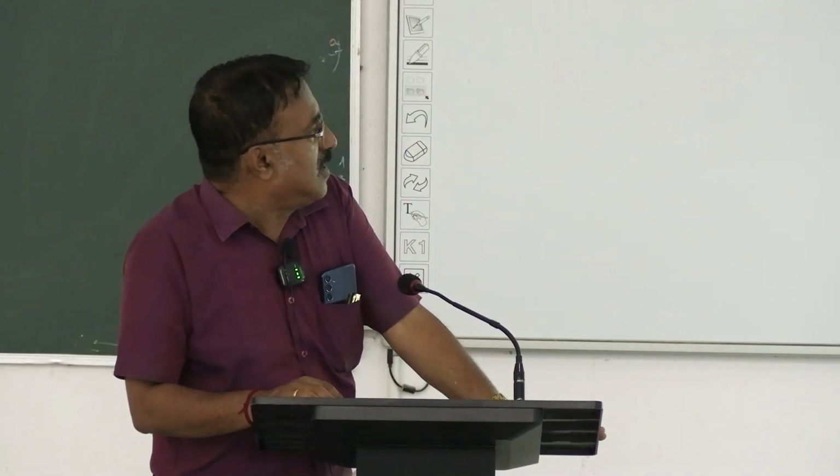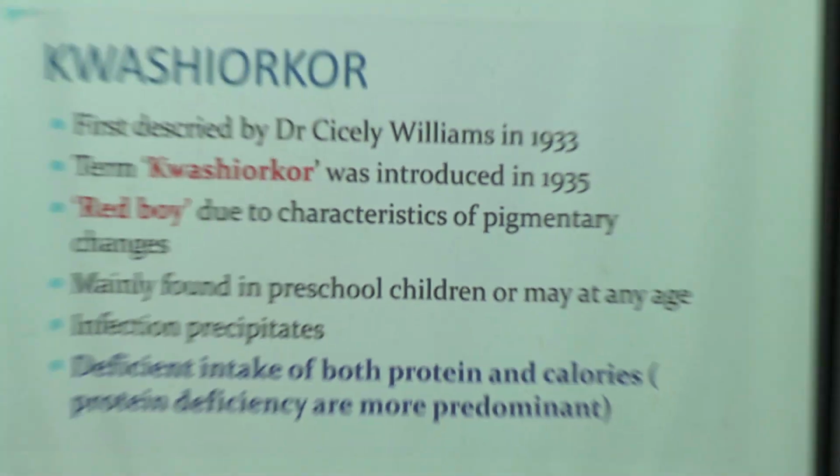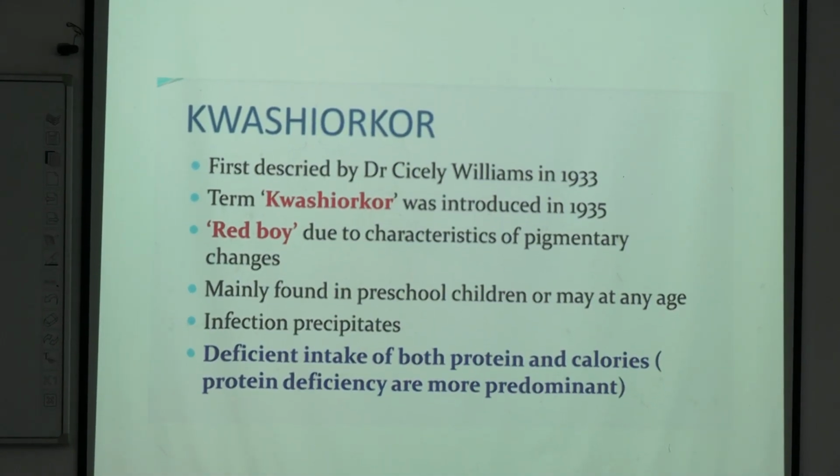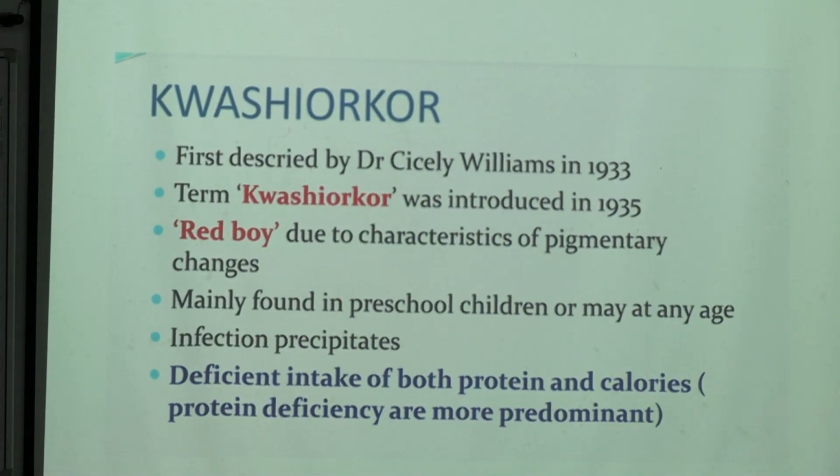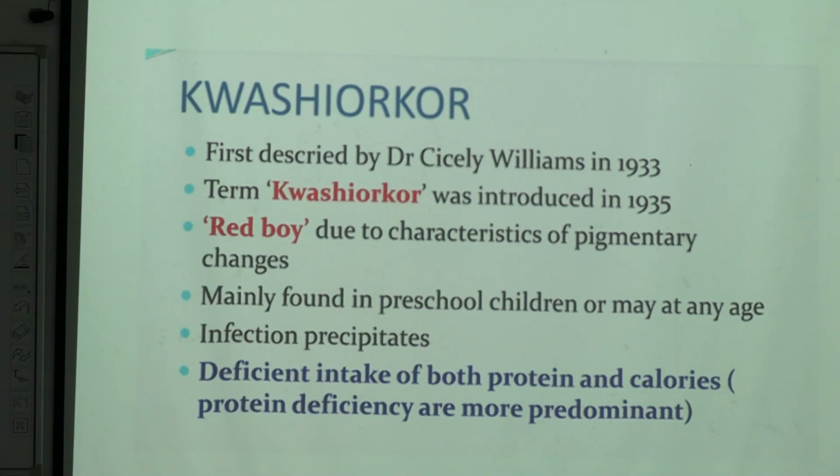Next. Now Kwashiorkor was first described by Cicely Williams in 1933, and the term was described in 1935. It was considered red boy. It's from the Swahili, an African language, and translates as red boy due to pigmentary changes. It is mainly found in preschool children and sometimes at any age, and infection precipitates it. In Kwashiorkor, there's a deficiency of both protein and calories. Protein deficiency is much more than calorie deficiency. But the clinical features are coming.